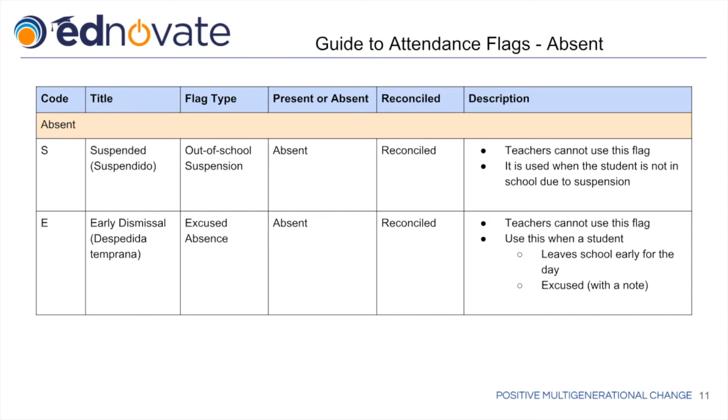And then the last two absence flags are suspension. So anytime the student is out of school because they're suspended, the office would need to go in and mark that. And for early dismissal, anytime that a student is leaving the school day early, they will be marked as an early dismissal for the period they left in and then all of the periods after that.